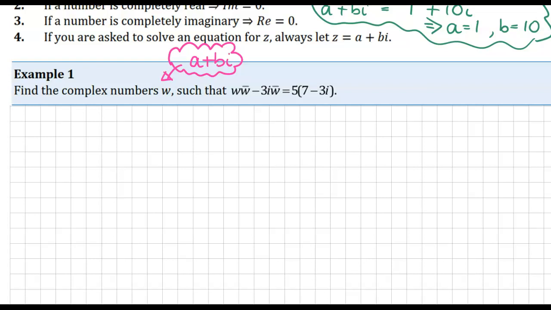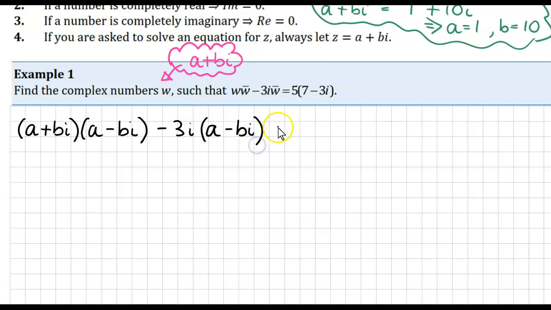Okay, so then I'll write down w here in my first equation as a plus bi. The conjugate w bar is a minus bi, minus 3i times w, a minus bi, is equal to 5 times, well, let's just multiply this out, which is 35 minus 15i. Now we need to multiply all out and put all real parts together and all imaginary parts together.